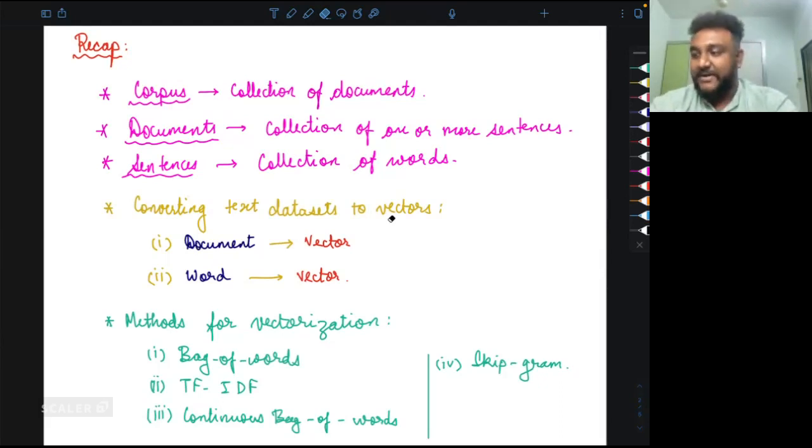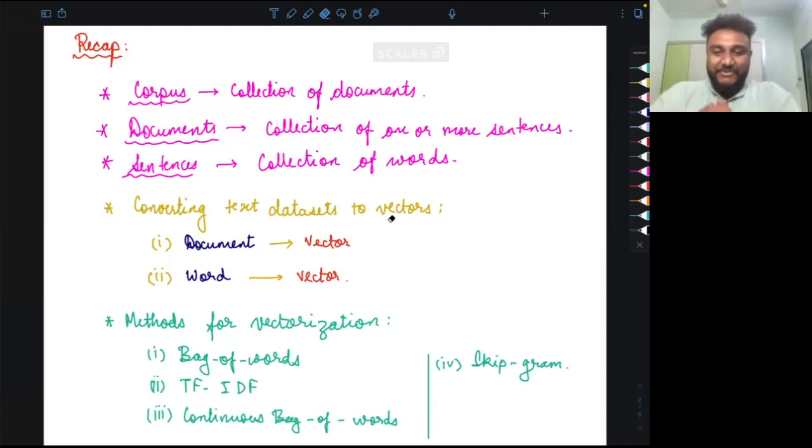Why do we need to convert text data to vectors? I'm going to pause till somebody answers me. I cannot bear teaching an uninteractive class. So somebody has to answer before we move on. Otherwise, there's no point, right? I'm just shouting at myself.